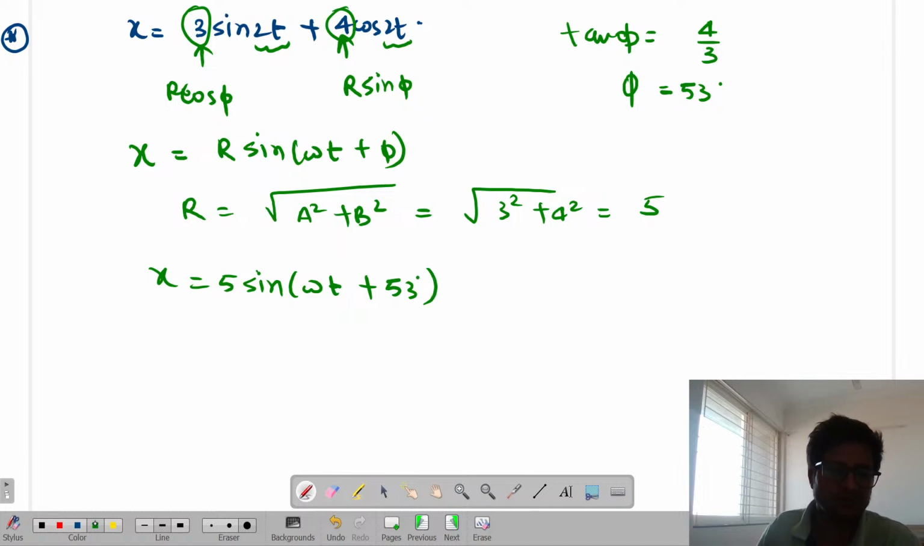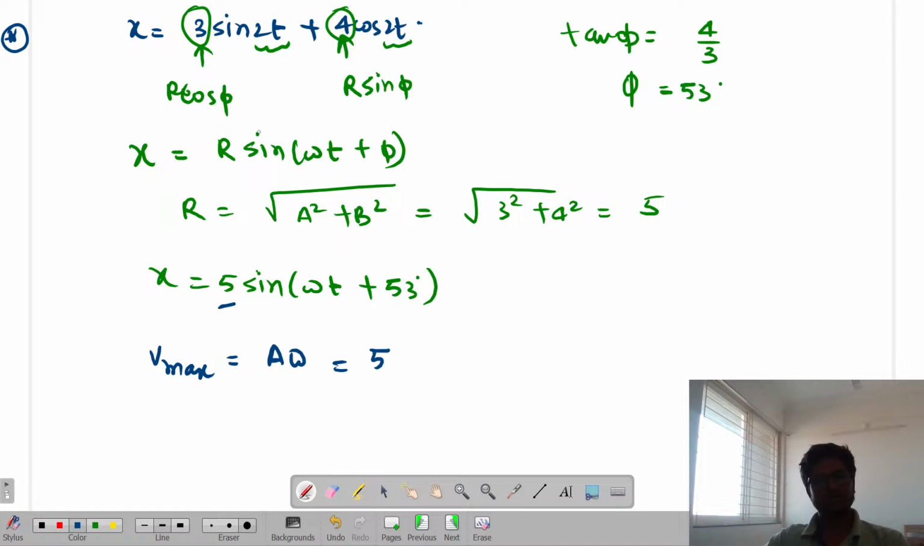It's asking about maximum velocity. You know that v max is just amplitude A into omega, or not. So amplitude is r, which is 5, into omega, which is 2. So 5 into 2, which is how much? 10 meters per second.